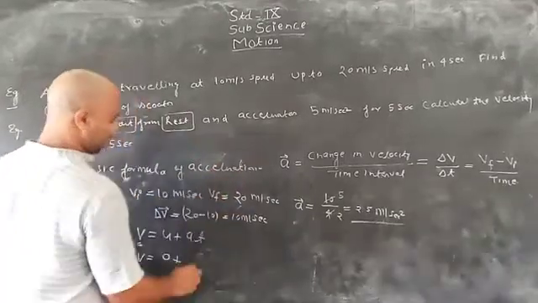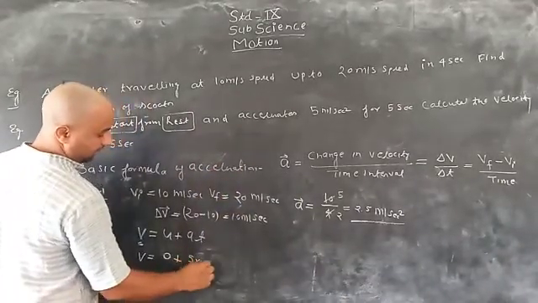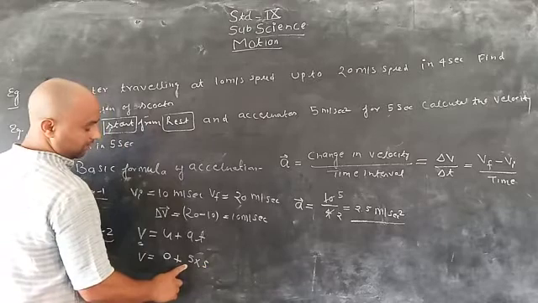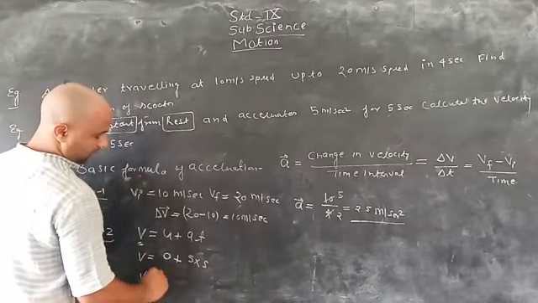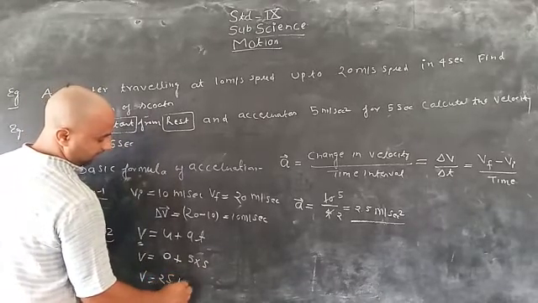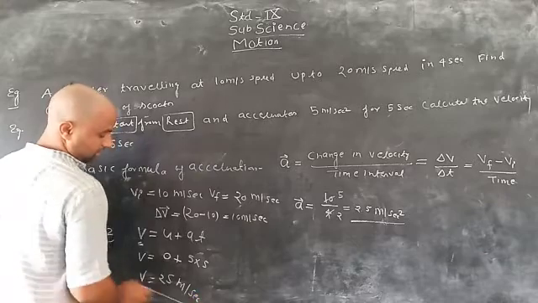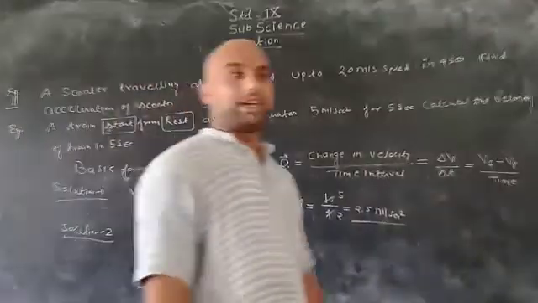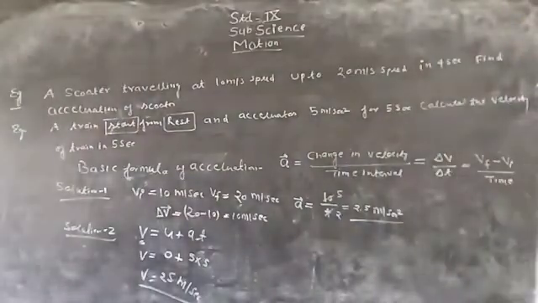And what is the acceleration? That is 5. And what is the time? That is 5. And the final velocity attained is 25 meter per second. This is the final velocity acquired by the train.